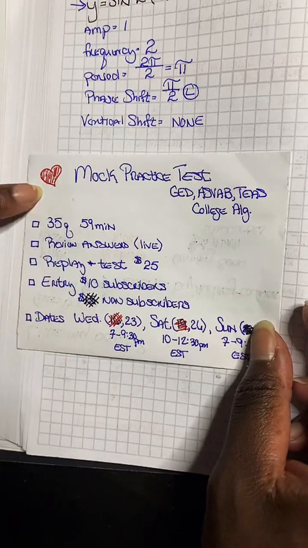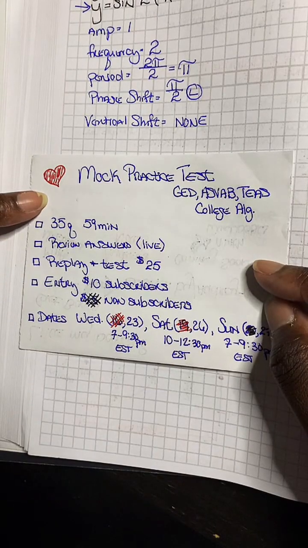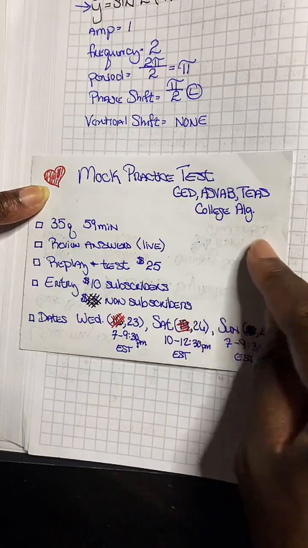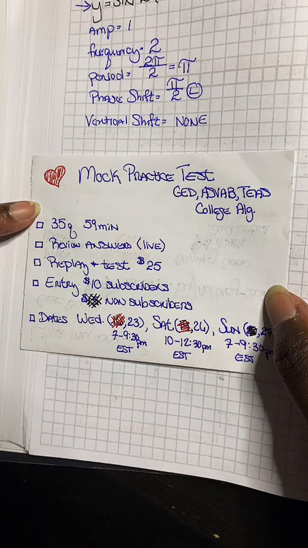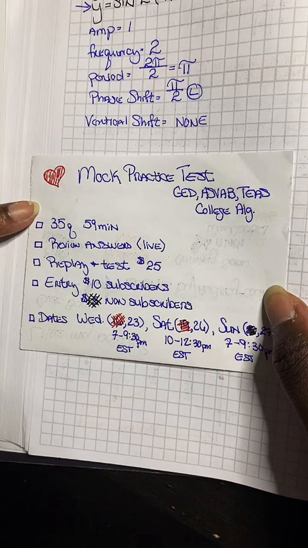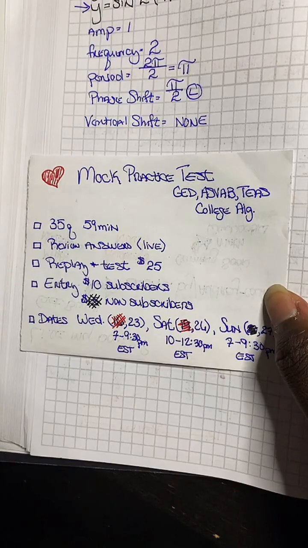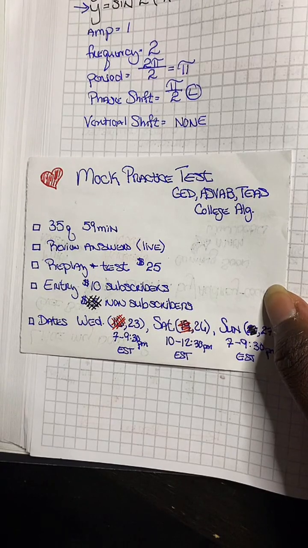Also, what I'm doing, and there's one for tomorrow, is a mock practice test for anyone that's taken the GED, ASVAB, TEAS test, or even college algebra, and you just want to have a good idea: am I on track? Do I really understand these concepts? It's 35 questions. We're going to break off for 59 minutes, come on the Zoom call, I do a couple little housekeeping things, and then you sit and do the test.